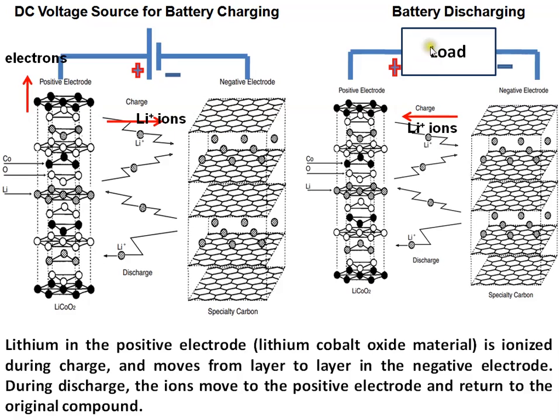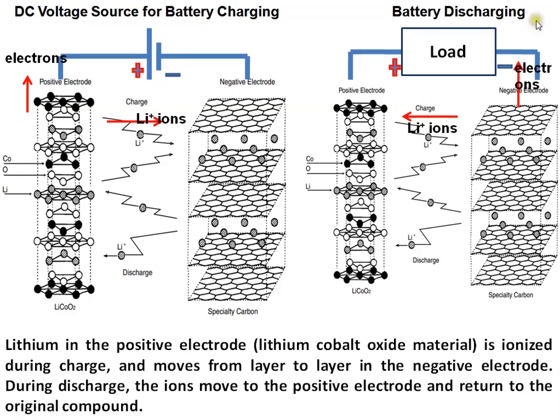And during the discharge process, whenever any load is connected, it can be a laptop or a mobile phone, the battery discharges through that load while powering it. So how is it done? The lithium ions present in the negative electrode are in an unstable state. During this process, they go back and occupy the lithium cobalt oxide compound. They move through the separator, and these lithium ions move towards the compound and occupy their state.